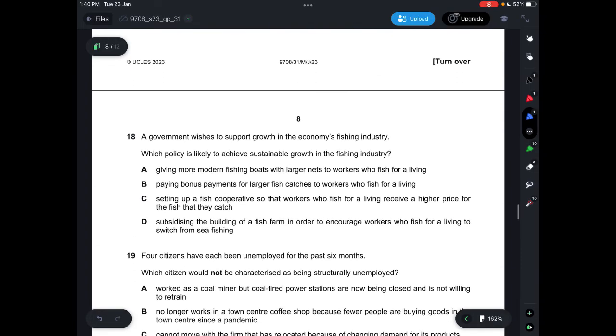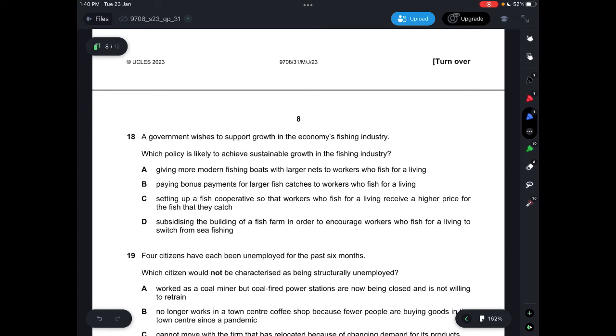Question 18, the government wishes to support growth in the economy's fishing industry. Which policy is likely to achieve sustainable growth in the fishing industry? To achieve sustainable growth, it has to be supply side policy and not directly providing items. So A says giving more modern fishing boats with larger nets.